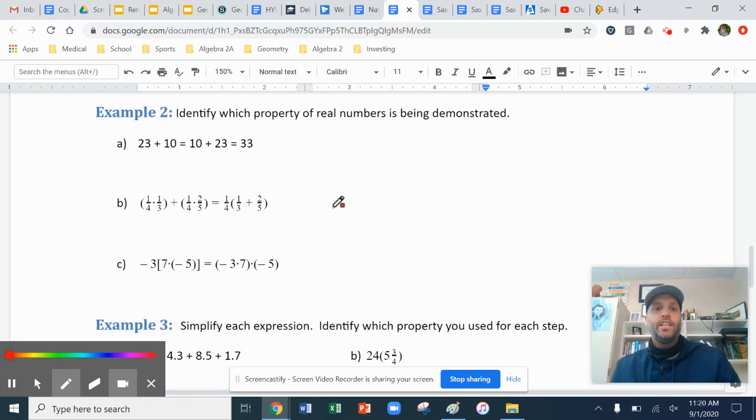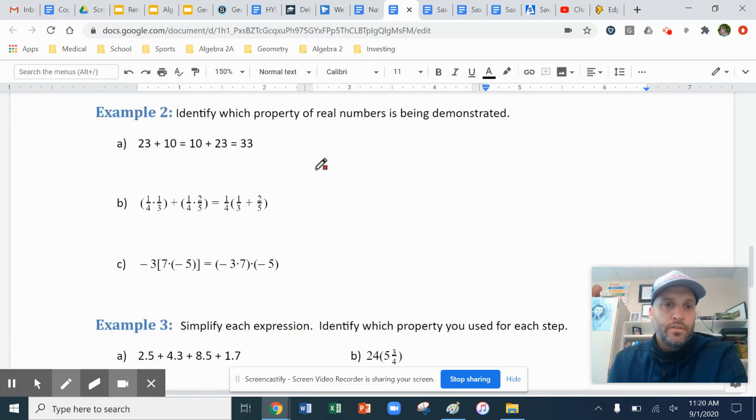Let's take a look at identifying a couple properties. In our first example, A, 23 plus 10 is equal to 10 plus 23. Since I am changing the order with addition, this would be the commutative property of addition.